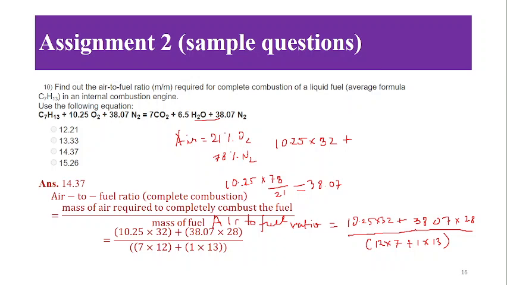So air to fuel ratio, how did this ratio come in? By the definition, by the name itself, air to fuel ratio. So how much air is required to combust the fuel? So mass of air upon mass of fuel. So how?